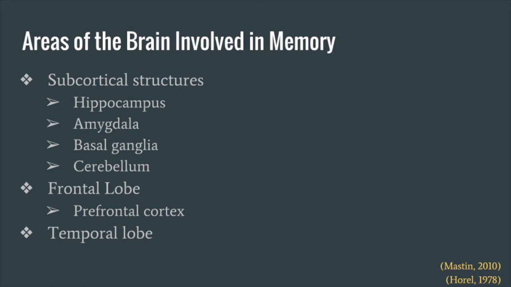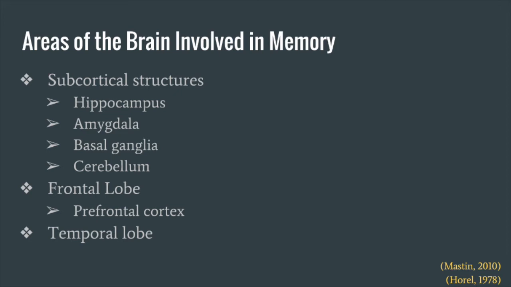Of the subcortical structures, the hippocampus is the most well-known structure to have associations with memory. It is used for transferring memories from short to long term, also known as consolidation. It also encodes or forms memories. Damage to this structure is known to cause anterograde amnesia.